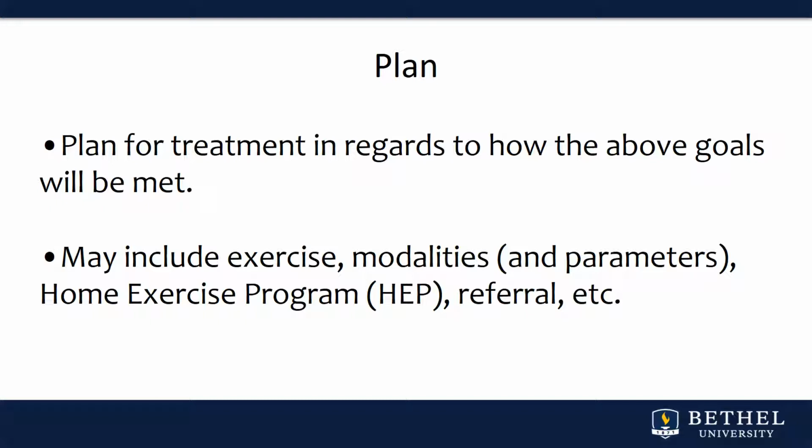Then P on a SOAP note stands for plan. This is the plan for treatment in regards to how our above goals will be met. So we really need to tie these two sections together. We may state the exercises that we're going to use to meet the goals, modalities and their parameters to meet goals, and home exercise programs. So this is exercises that the athlete will be doing on their own. And then any referral that we need to make.